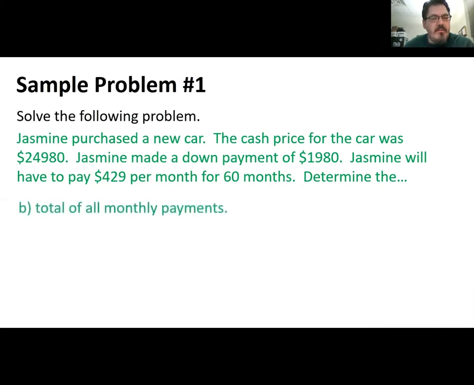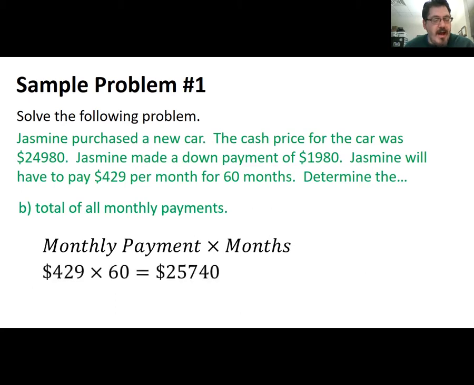Now the next thing we want to figure out is how much is she actually going to end up paying? We figured out that her monthly payment is $429 for 60 months, so we want to figure out what that actual total is. To do that, we simply multiply the monthly payment times the number of months. In this case, it's $429 times 60 months. So what she's going to end up paying is $25,740. Because there's interest on the loan that she took out, she's paying more than the $23,000 that she's actually financing.